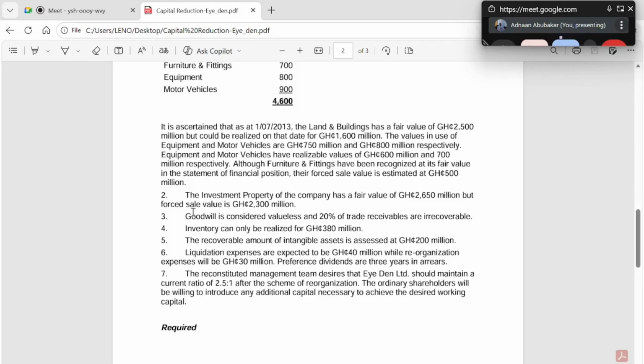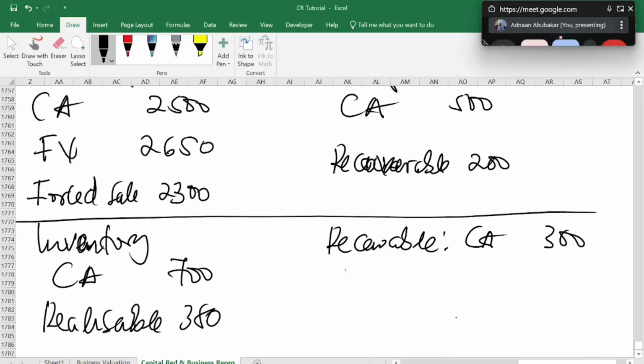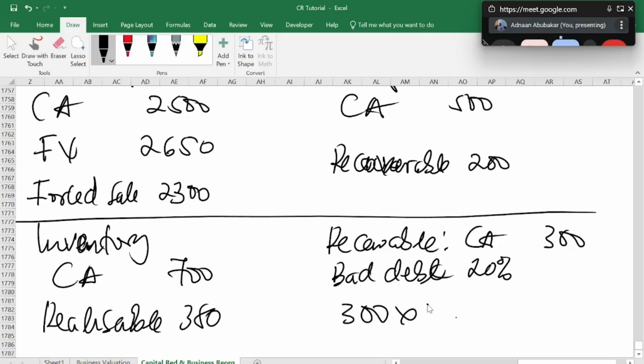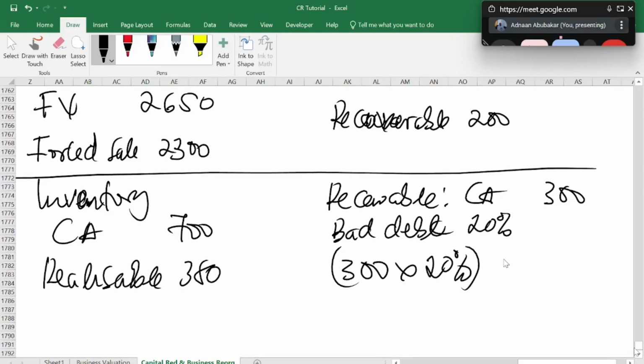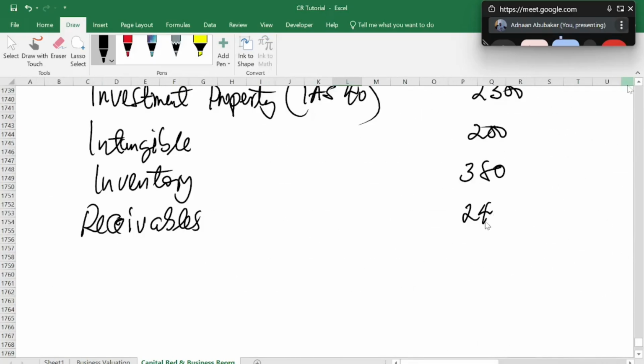Okay, so what does this mean? It means 20% of that 300 can never be received. So it's a bad debt. This one is irrecoverable, or the bad debt as you are learning. It says 20%. So what you have to do is 300 multiplied by 20% will give you the bad debt. It will give you 60. So this 60 is bad. You will remove it from 300. That gives 240. So this is what will appear in your book here.